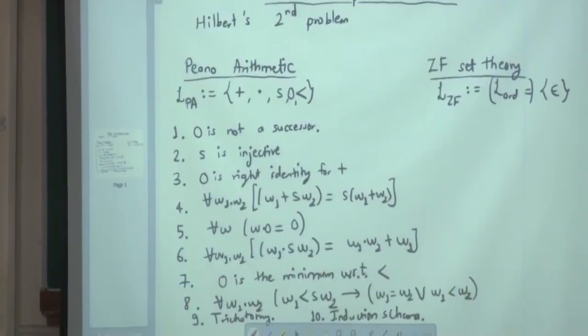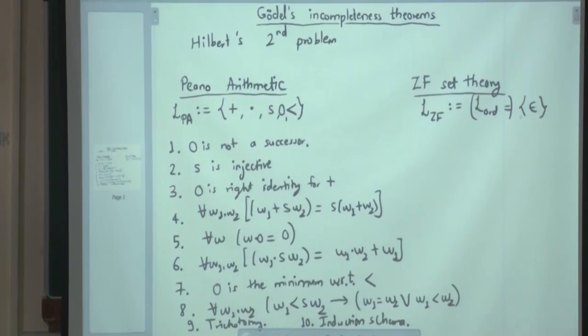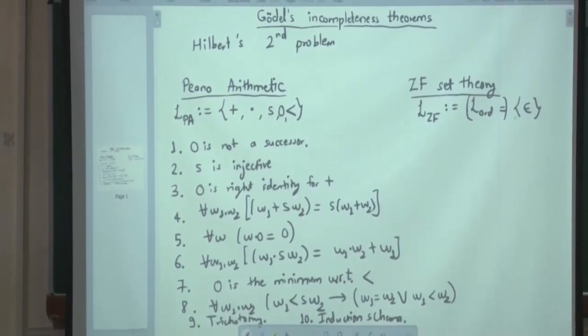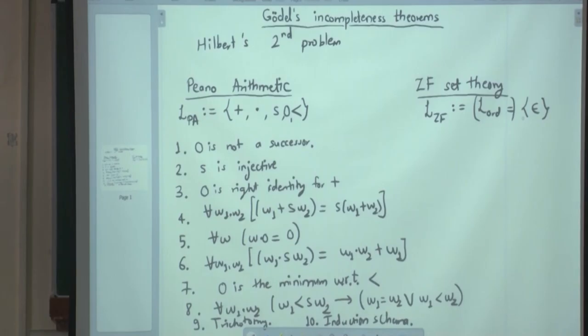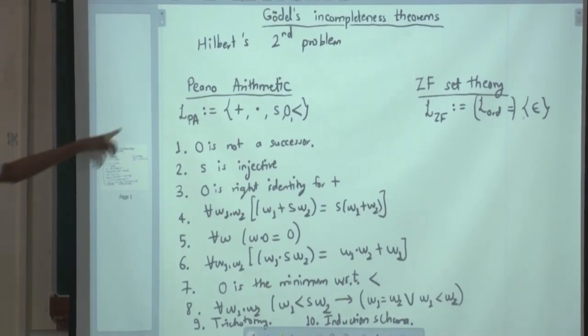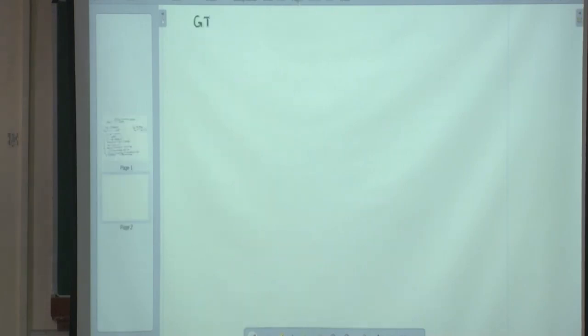Okay, now I am. Okay, fine. So now we should start talking about what actually happened in that paper. So Gödel's first incompleteness theorem showed that these two theories are incomplete. Okay, let me state that. GIT 1, Gödel's incompleteness theorem 1, states that the theory of Peano arithmetic in an appropriate language and the theory of Zermelo-Fraenkel set theory are incomplete.